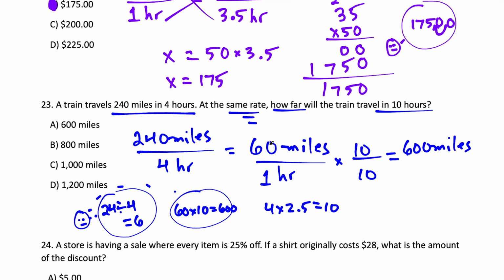Okay, so you see I'm doing 10 times 60 is 600, and the units on top are miles, and then 1 times 10 is 10, and the units on bottom are hours. So how far does the train travel in 10 hours if they're going at the same rate? That's going to be 600 miles, choice A.